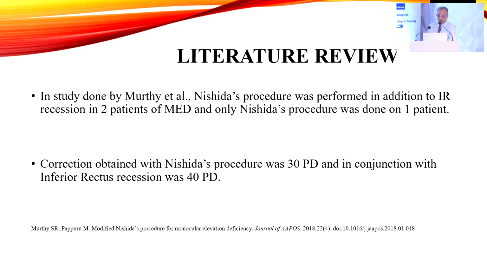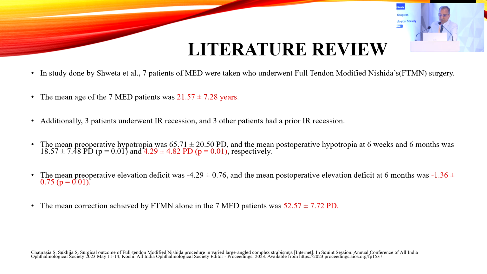In a study by Murthy et al., this Nishida's procedure was performed in addition to IR recession in 2 patients of MED, and only in 1 patient this Nishida's procedure was done alone. They were able to correct approximately 30 prism diopters of hypertropia in conjunction with inferior rectus recession. It was 40 prism diopters of correction. Then another study was done by Sweta et al., in which they treated 7 patients with full tendon modified Nishida's surgery, and the average correction was around 52 prism diopters.